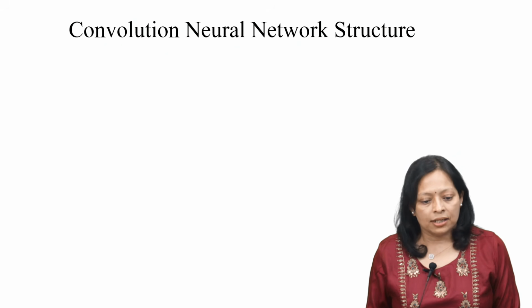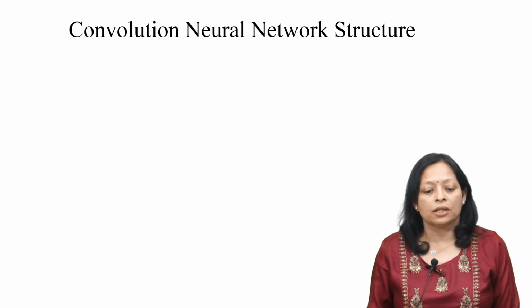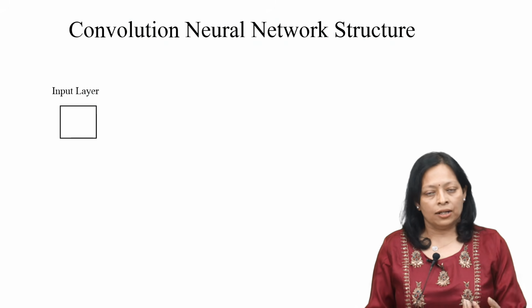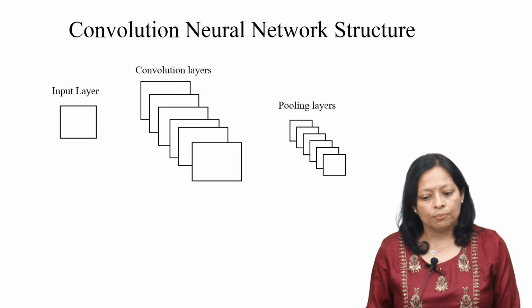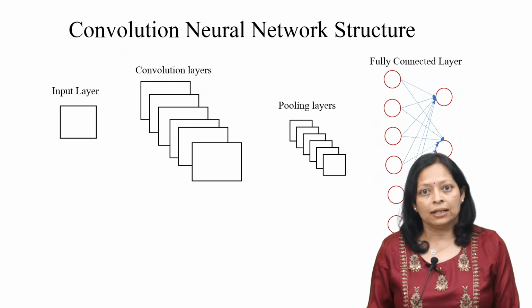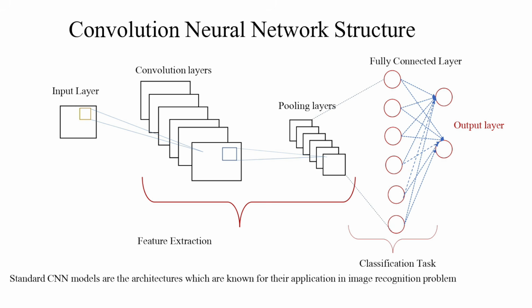Now, just a quick recap of what a convolution neural network structure looks like. So, we have an input layer where we give the input image, then we have the convolution layers, pooling layers and the fully connected layers, and finally the output layer. Convolution and pooling layers help in feature extraction, whereas the fully connected layers help in the classification task. That is the fundamental structure of any CNN architecture.